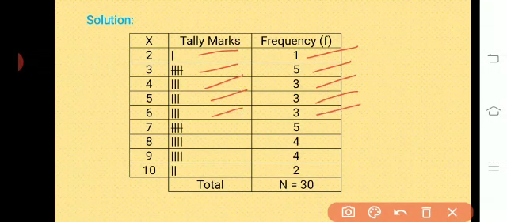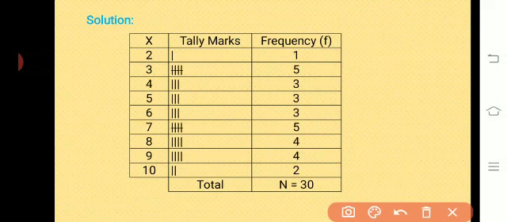For 7, 5 tallies are there, the frequency is 5. In front of 8, 4 tally marks are there, so frequency is 4. In front of 9, again 4 tally marks, so frequency is 4. And for 10, 2 tallies are there, so frequency is 2. Now if we add all these frequencies, you will get capital N equal to 30. Capital N is nothing but summation f, or total frequency, or total observations.